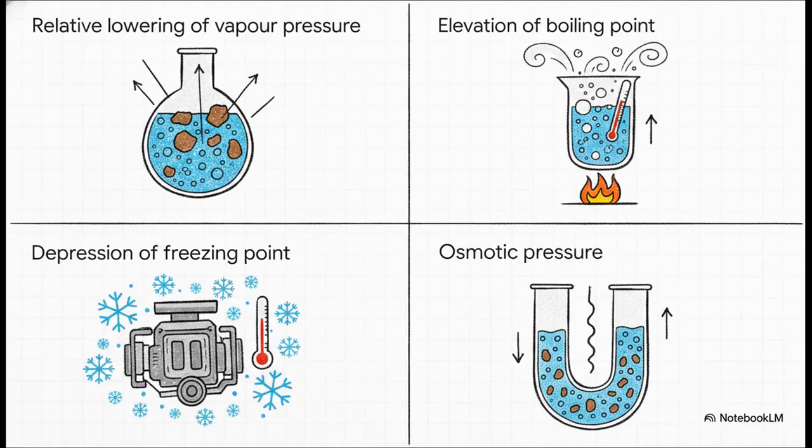There are 4 interconnected colligative properties. When you add a non-volatile solute to a solvent, it takes up space at the surface of the liquid, which physically blocks solvent molecules from escaping. This causes a relative lowering of vapor pressure. Because the vapor pressure is lower, you now have to heat the solution more to make it boil. That's your elevation of boiling point. It also disrupts the ability of the solvent to form a solid lattice, meaning it depresses the freezing point. By the way, this is exactly why adding antifreeze to a car engine prevents the water inside from freezing in the dead of winter. And finally, we have osmotic pressure.